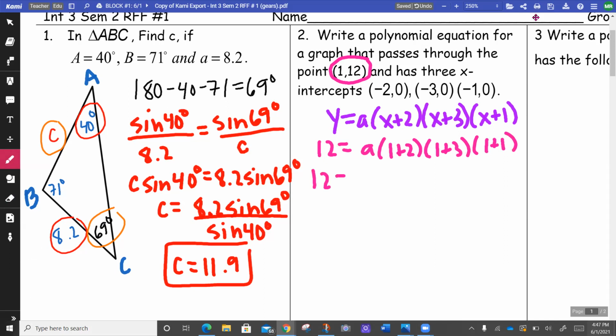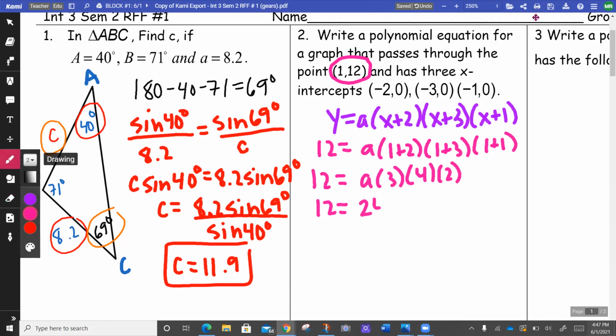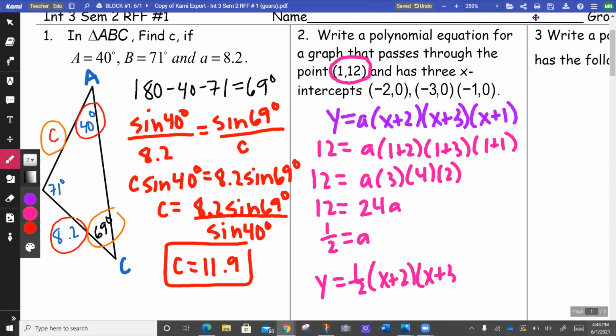And so I'm going to get 12 is equal to a times 3 times 4 times 2. So that's 12, 24. So 12 is equal to 24a divided by 24. I get a is equal to 1/2. So my equation is going to be y is equal to 1/2 times x plus 2 times x plus 3 times x plus 1.